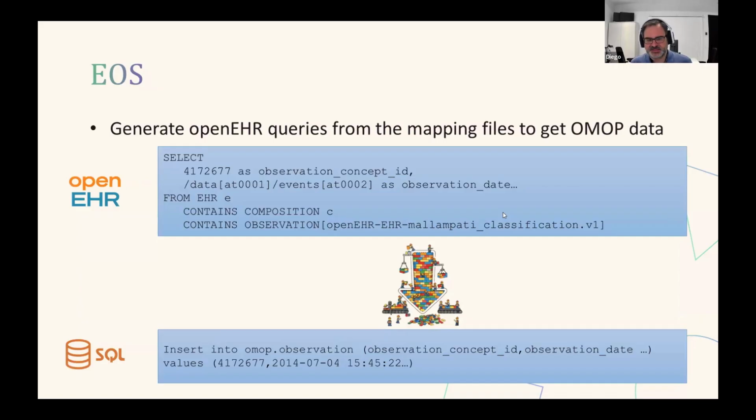In general, for each mapping, EOS will create an archetype query, then get the data and put it into an insert into the database. It's really straightforward. Of course, you have to care about data type mappings and so on. That will be done automatically, but in the end, it's just about the paths.